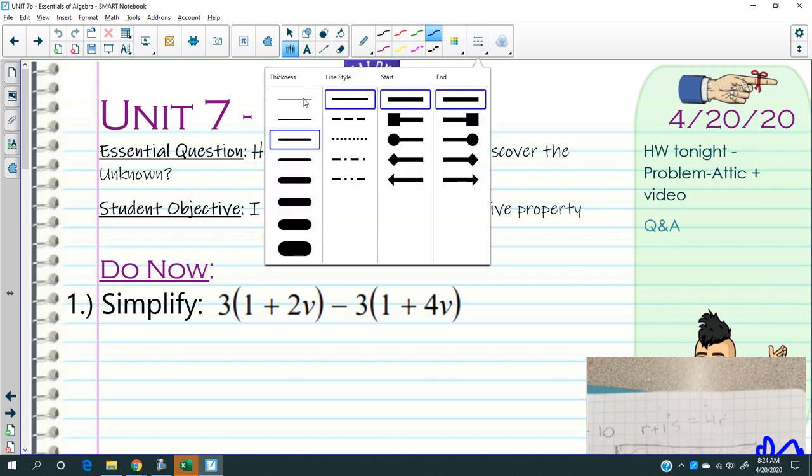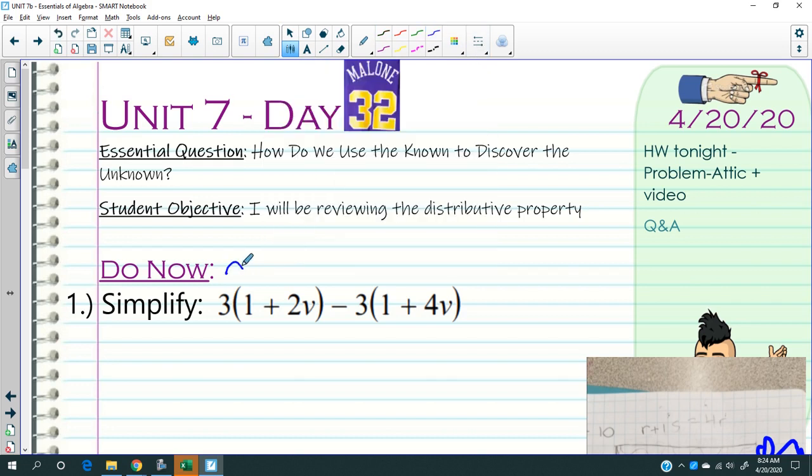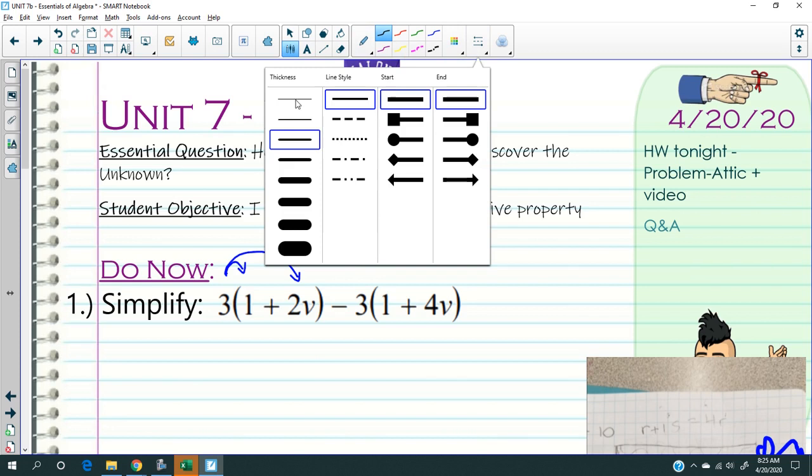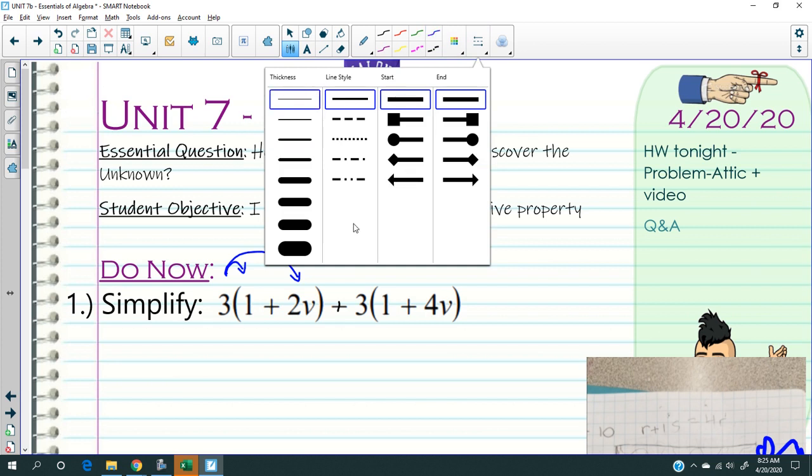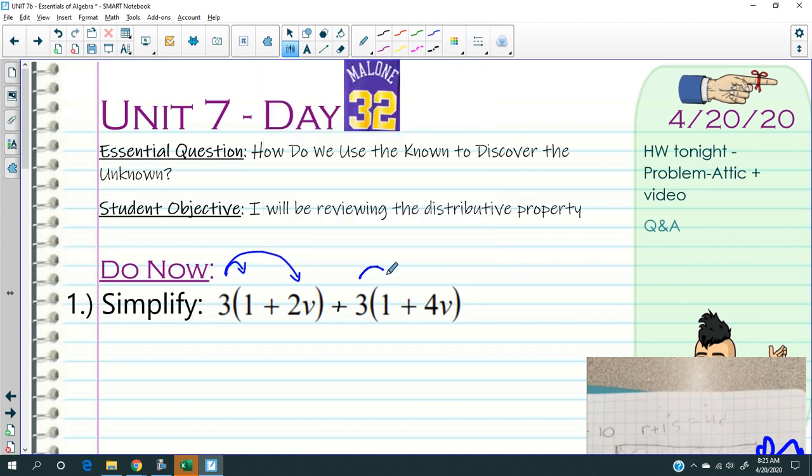So let's see. Here again, like Friday's do now. This is a double distributive property. Now, how did that happen? Oh, that's supposed to be a plus sign. Oops. Oh, man. That's why. It's all right. You guys can just watch. So let's see.